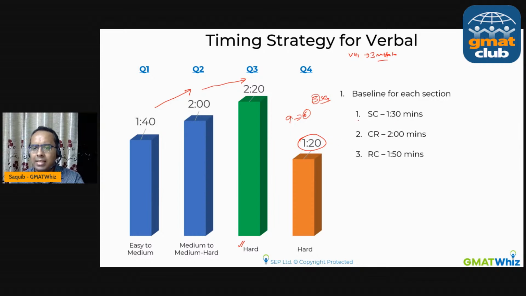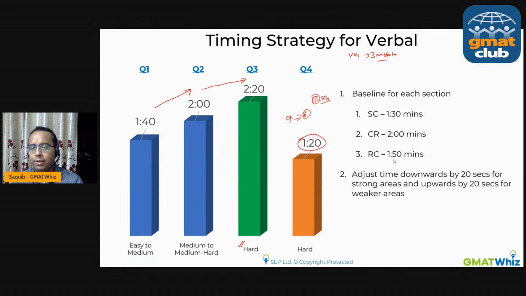Okay, this is the baseline that we suggest, that when you're practicing in the practice phase, you follow the standard process, standard numbers. So per question, SC should not take ideally more than 1.5 minutes. A CR ideally should take 2 minutes, and RC should take 1 minute 50 seconds per question. Obviously, I've averaged it out. Obviously, the first question of RC will take more time because you have to read the passage and then solve the questions.